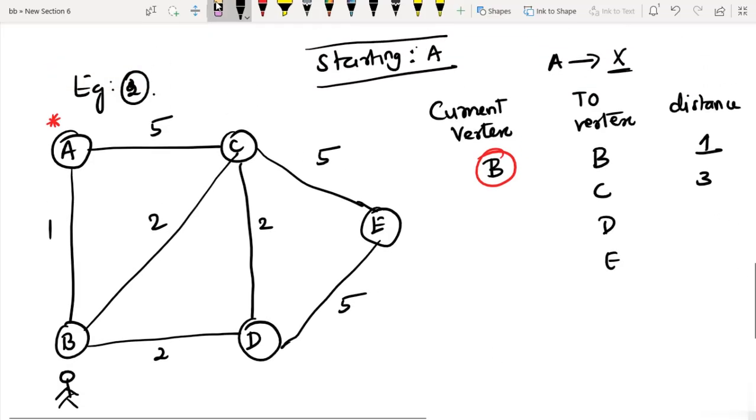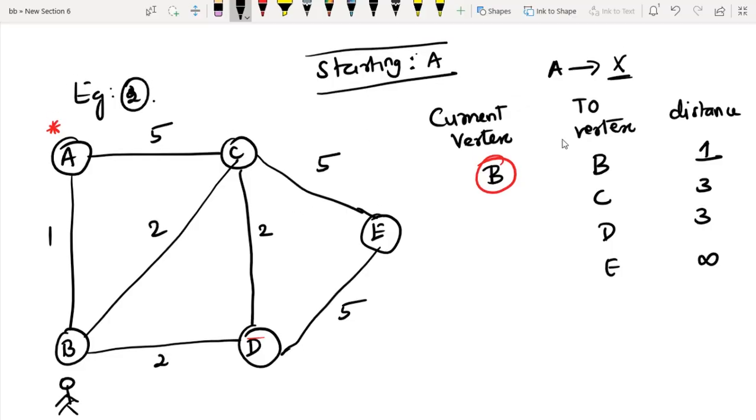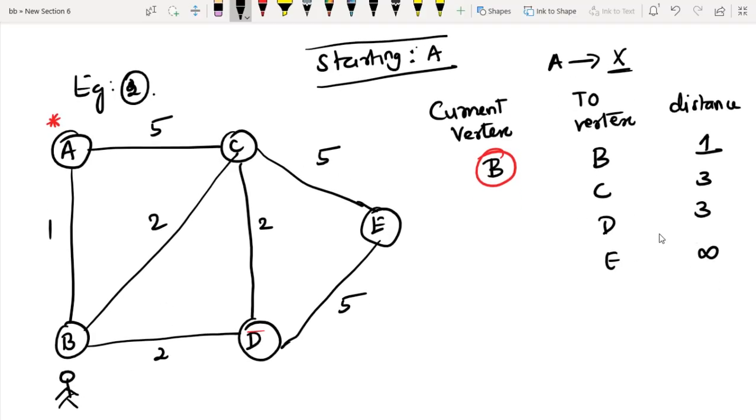Now I am still at the current vertex. I'll calculate the distance from A to D. Again 1 plus 2, which is going to be 3. Is E directly connected? No. E is not at all connected to B directly. There are 2 nodes in between. So let me make it infinity.